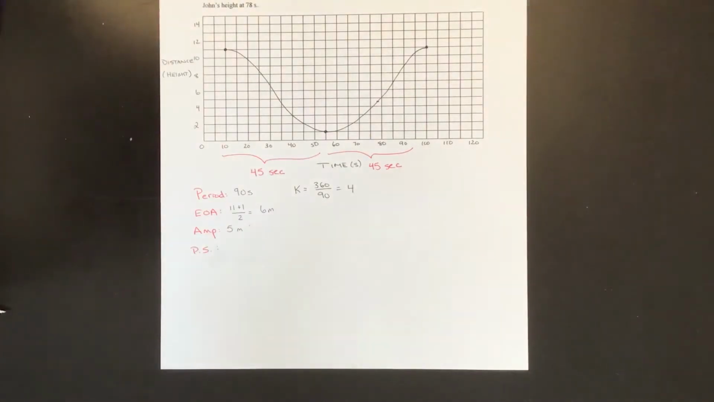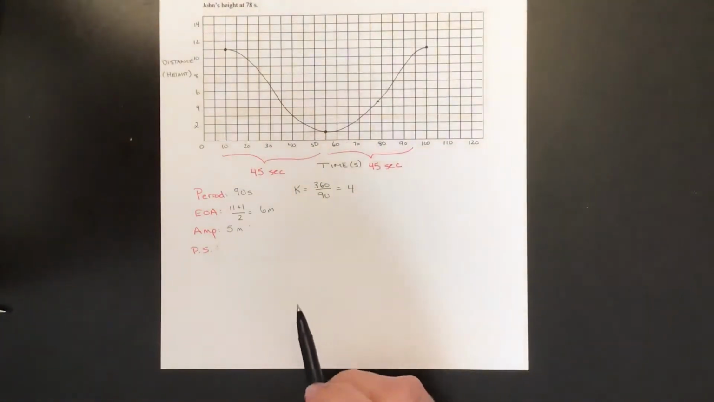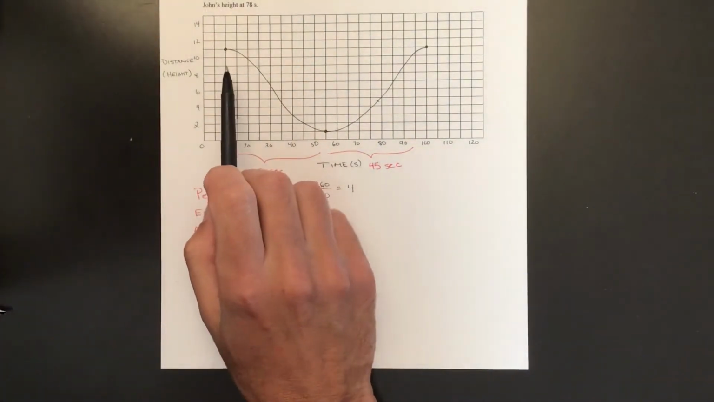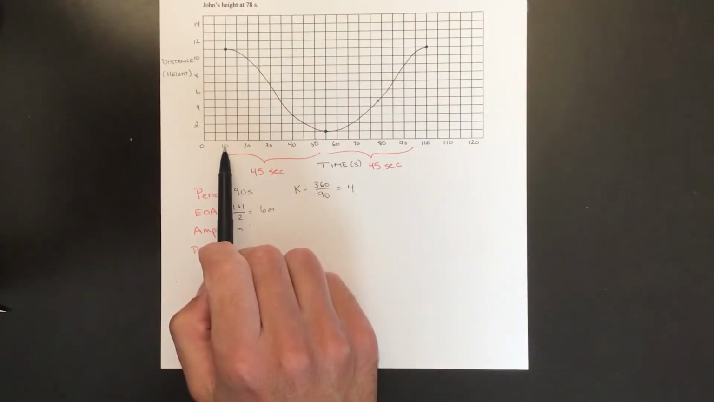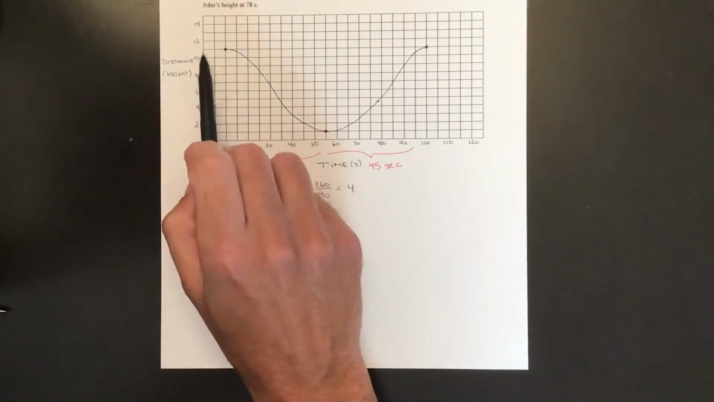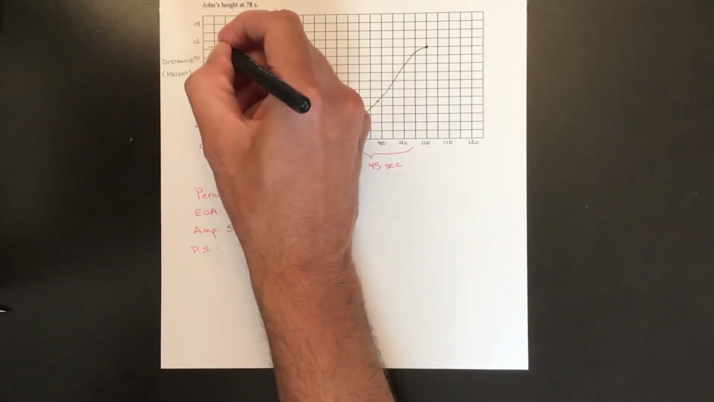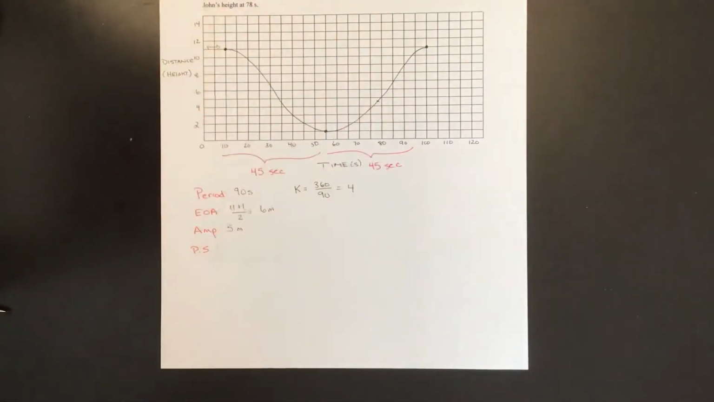Now in lesson 6.6, we really didn't deal with the phase shift because all of our graphs started at the y-axis. But what we notice here in this situation is that my graph does not start at the y-axis. It starts at 10 seconds. So because I'm not starting here at the y-axis, there's a phase shift involved.